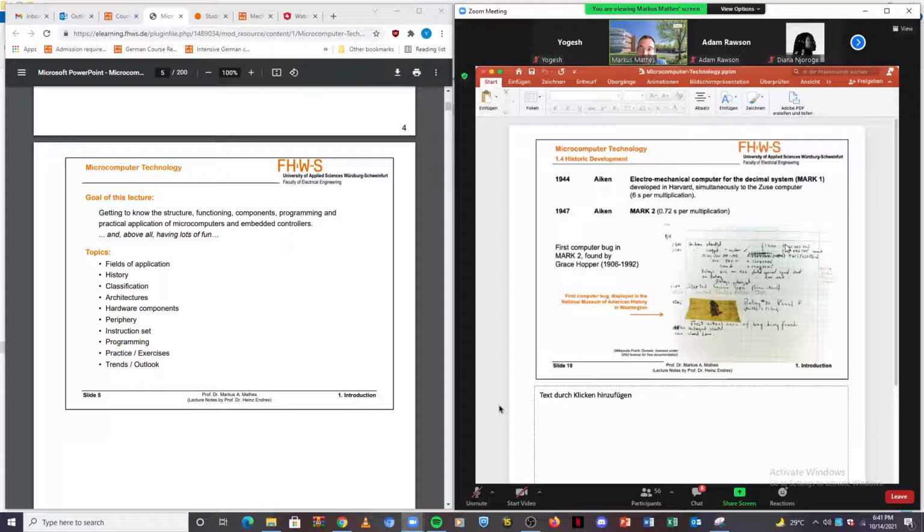So okay, that was the Mark I, developed in Harvard, one of the most famous universities out there in the world. Simultaneously to the SUSE computer, and 6 seconds per multiplication. So you enter your multiplication with a very complicated program, you press execute, and then you count to 6, and then maybe you get the right answer.